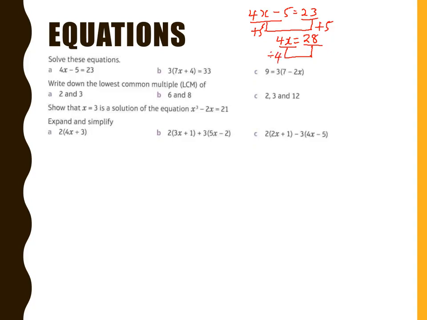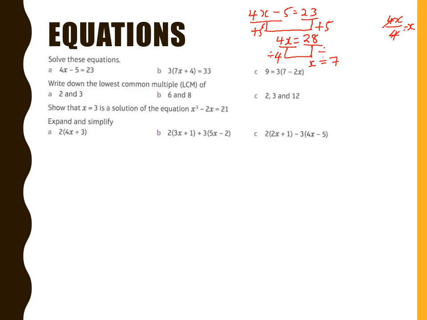time in order to get rid of it, because if we had 4x over 4, this becomes just x. They cancel out. So divide by 4, x equals 7. This is what I meant before when I said with algebra it's beautiful, because you can always check your answer.